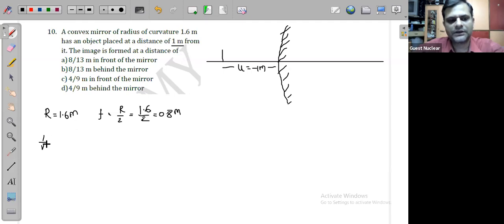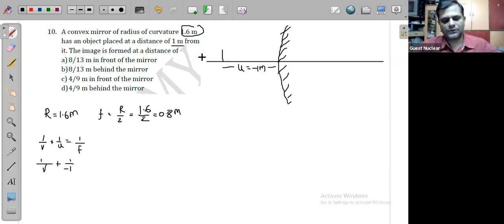So we can write 1 upon v plus 1 upon u equal to 1 upon f, where u is actually -1, and that is in meter only. Here the focal length is also in meter, no problem. F is the focal length of the convex mirror. Since it is convex, it will be positive, so we have to keep it positive, and it becomes 0.8, no doubt. So this is the equation.